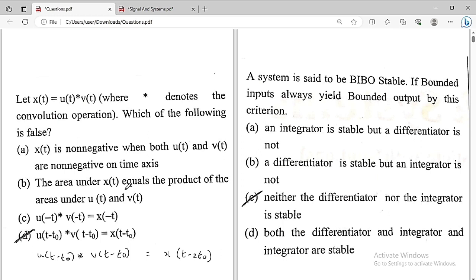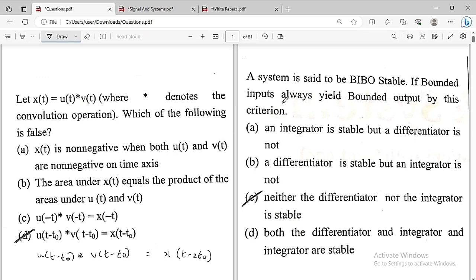So what are the true statements? x(t) is non-negative when both u(t) and v(t) are non-negative on the time axis, and the area under x(t) equals the product of the areas under u(t) and v(t). u(−t) convolution v(−t) is equal to x(−t), and u(t−t0) convolution v(t−t0) is equal to x(t−2t0). These are the true statements, but they were given wrong. So this is the correct solution of this question.